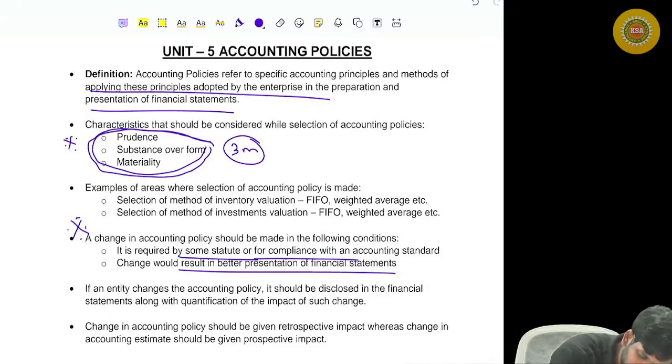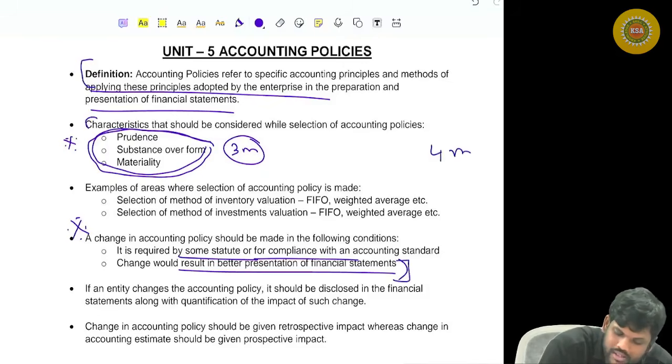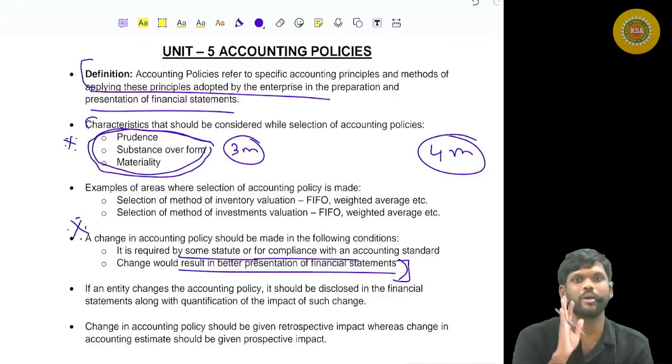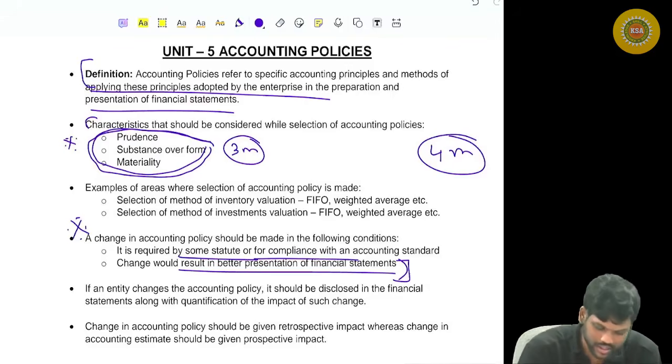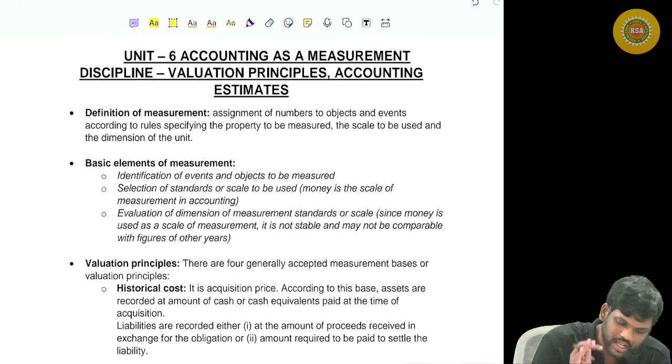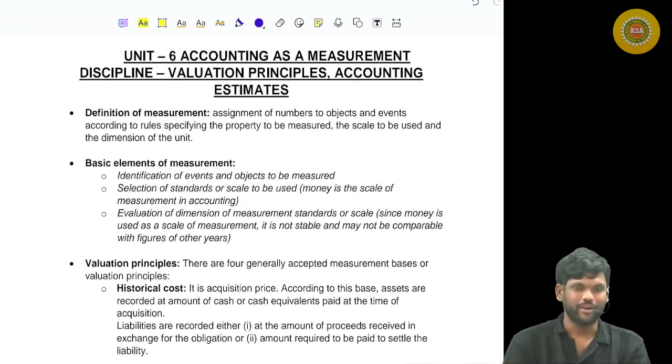Once in an exam, they asked 4 marks for these 3 topics: definition, characteristics, and when it can be changed. So it is easy. Just go through this, you'll be able to definitely score marks. Okay, next, only two more units left, we can finish quickly.